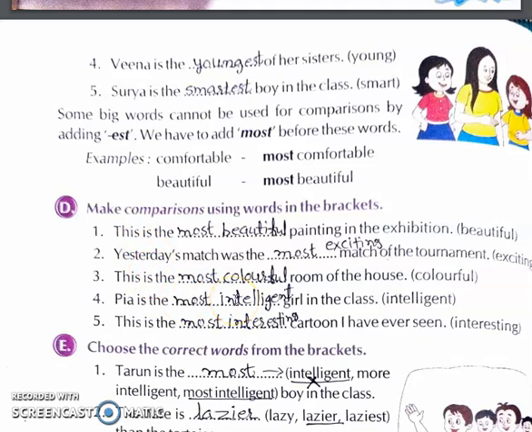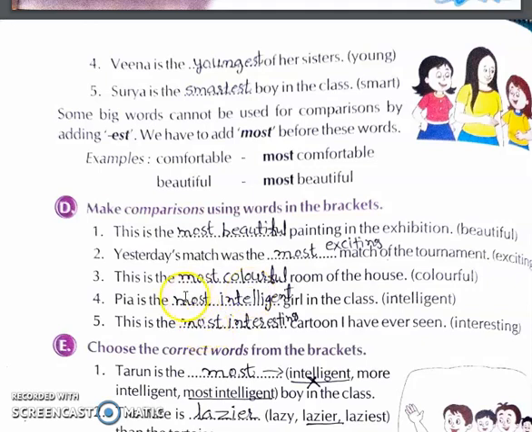So here make comparisons using words in the brackets. This is the dash painting in the exhibition. So here we have to write, the word given in the bracket is beautiful. So we have to write most beautiful. Then yesterday's match was the dash match of the tournament. So we have to write most exciting. Okay, and then this is the dash room of the house. So we have to write, this is the most colorful room of the house.